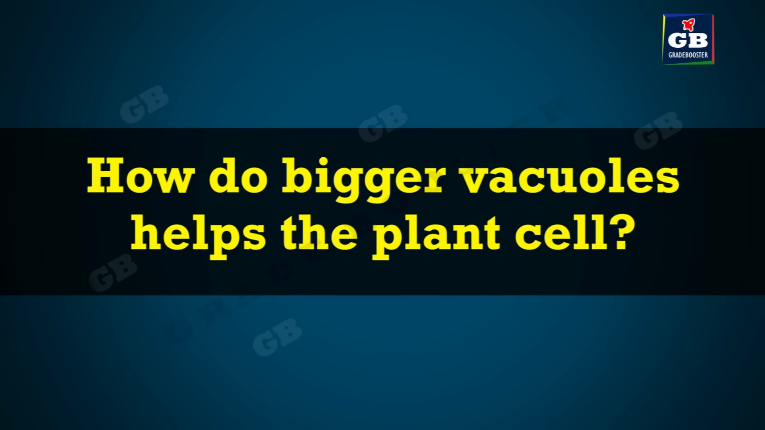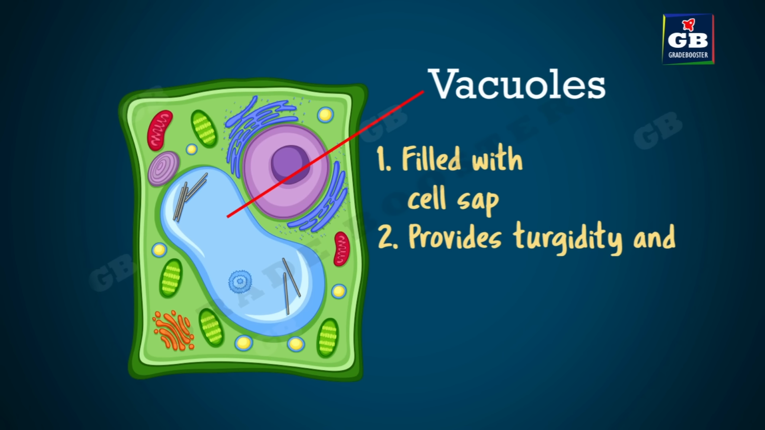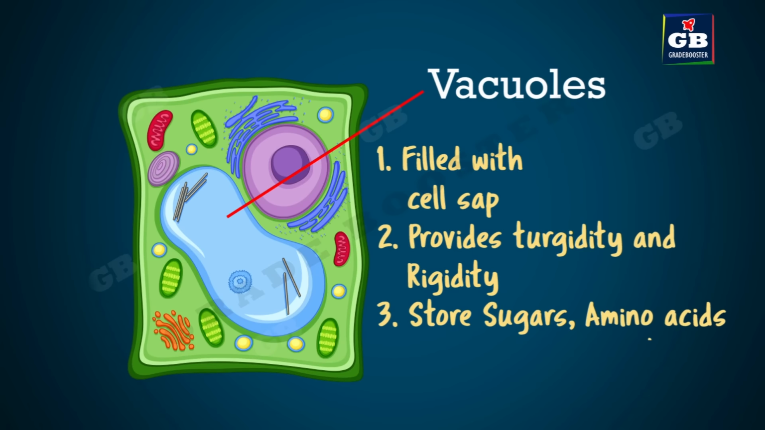How do bigger vacuoles help the plant cell? The vacuoles in the plant cell are filled with cell sap and provide turgidity and rigidity to the cell. They store many important materials like sugars, amino acids, and various organic acids and some proteins.